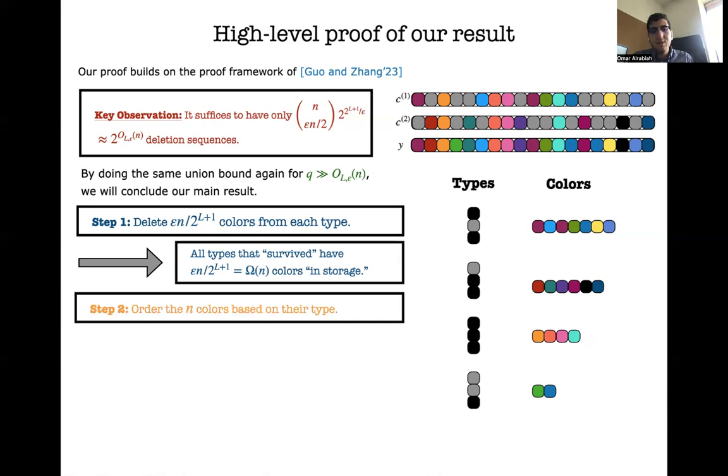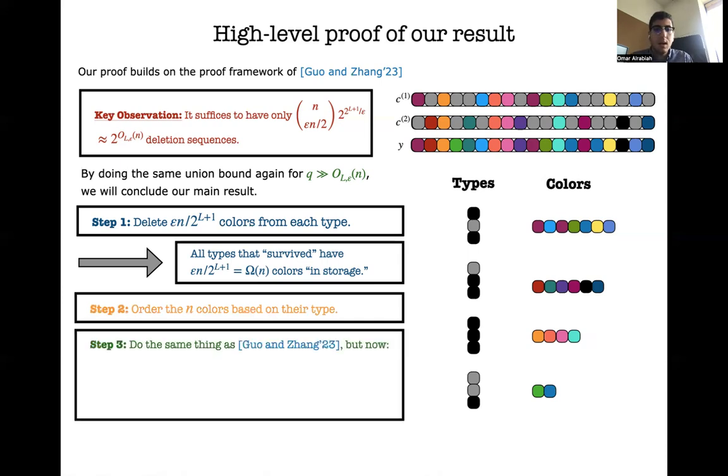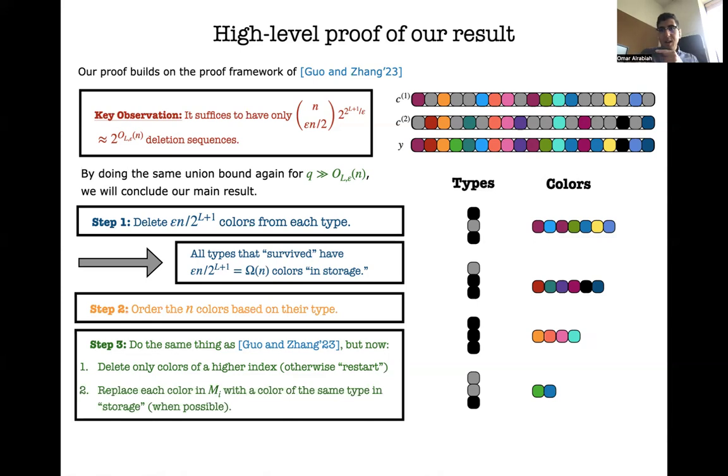So the second step is to first order the n colors based on their type. We do the same thing as Gorjang in the previous slide, but now we're going to do something a little different. First we're going to delete in order, following the sequence that we define in step 2. Otherwise, if we get to the end, we just restart. And whenever we delete a color, and this is the key observation of our proof, we're going to have omega n colors in storage for it. So if we remove this color and replace it with another color of the same type, this matrix is still symbolically full rank. So we can keep replacing each color with something in storage of the same type, and that matrix will always still be symbolically full rank. That is the key observation in our work.